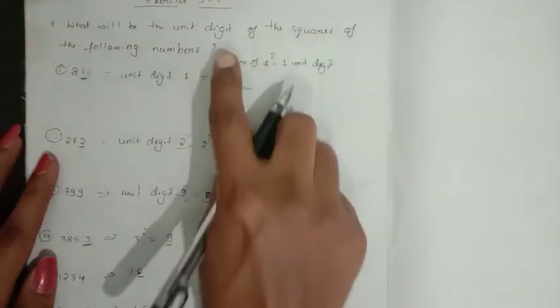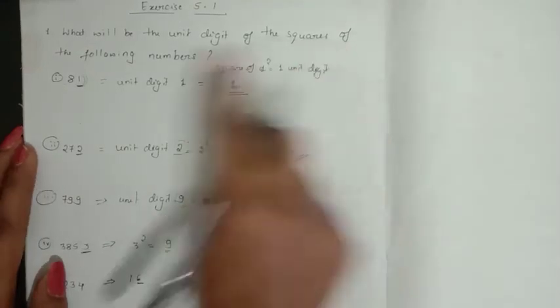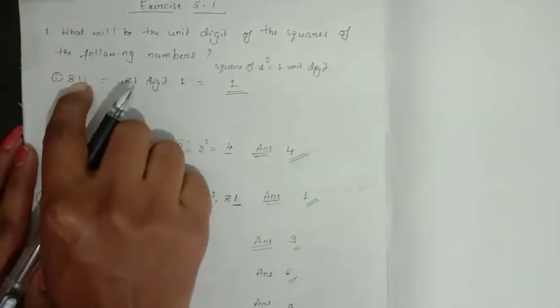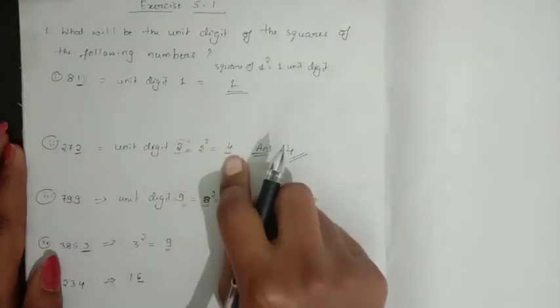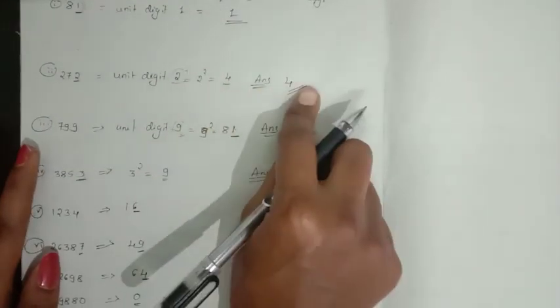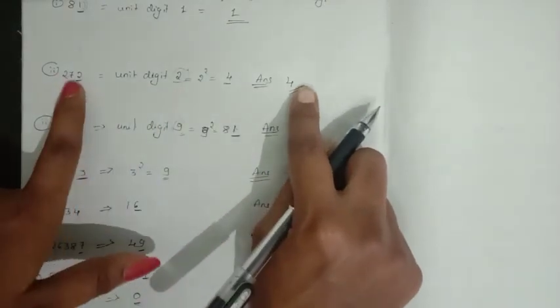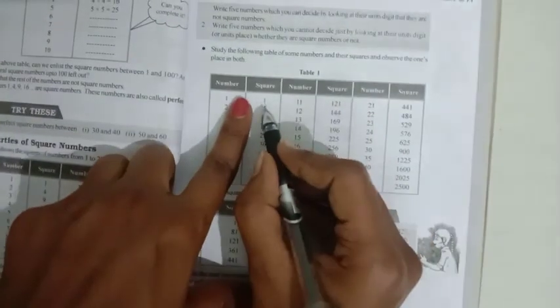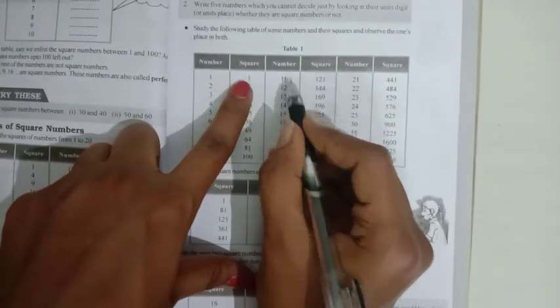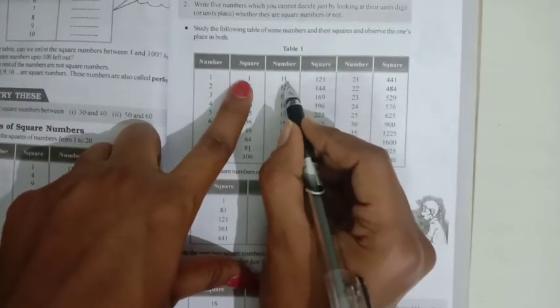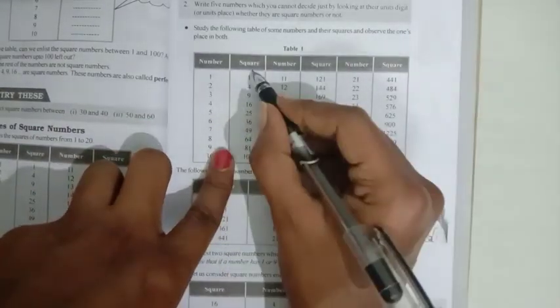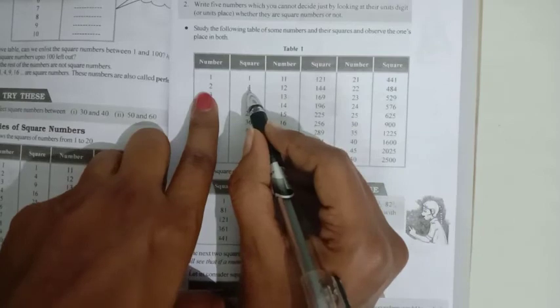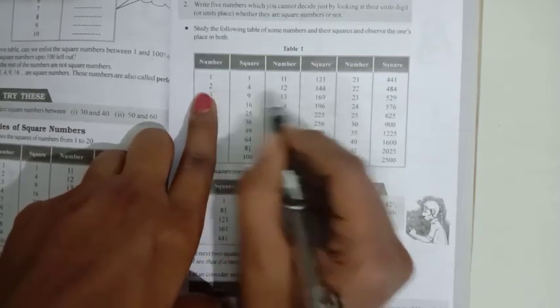So it is the unit digit of the squares of the following numbers. You have to choose the unit digit, do the square of that number, and whatever unit digit you get from the answer, that is your answer. So this only we have studied. So if the number is a perfect square, these are the perfect squares we are getting, and the unit digit is also the same.